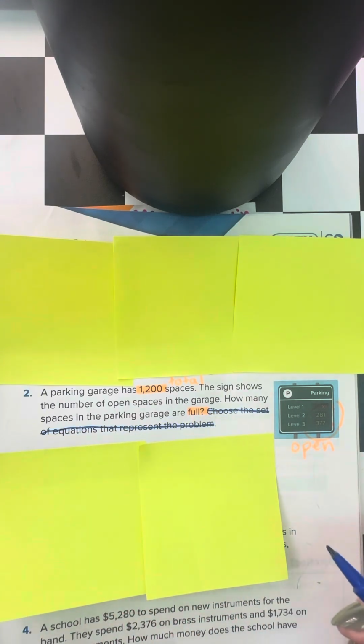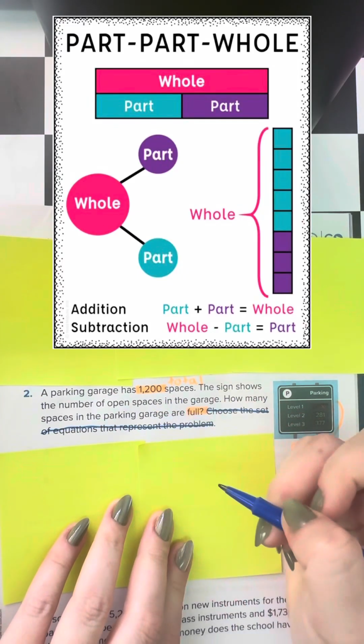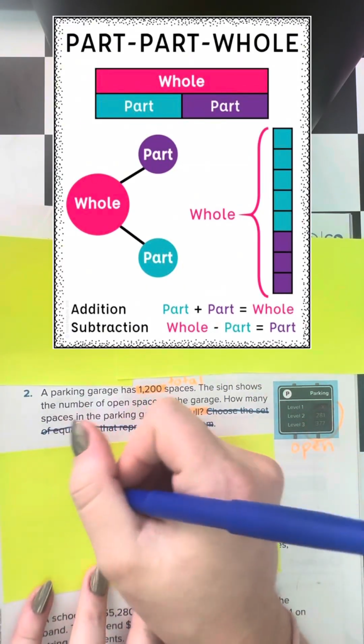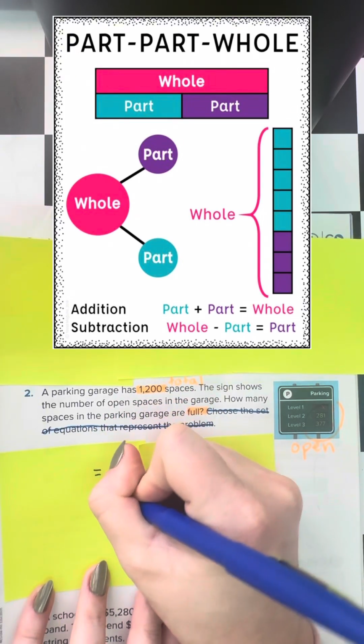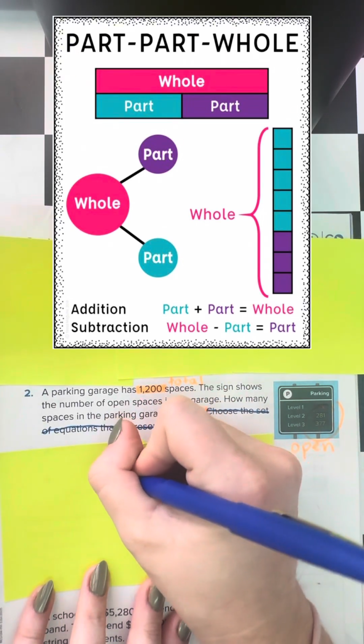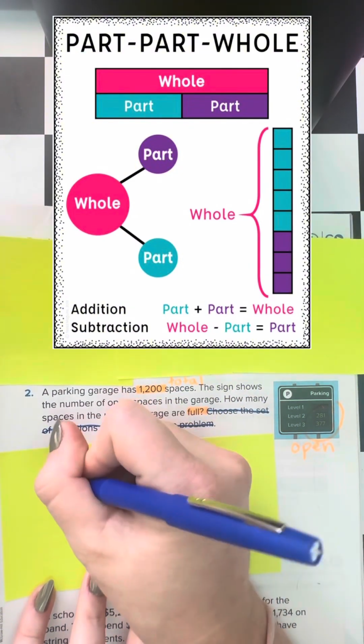So here I need to determine what are my parts and what is my whole. Here we had annotated that this is the total number of spaces, so I know that's going to be my whole or my total. So I like to take notes as I read the problem to make sense of it. All right, and the sign shows how many are open.